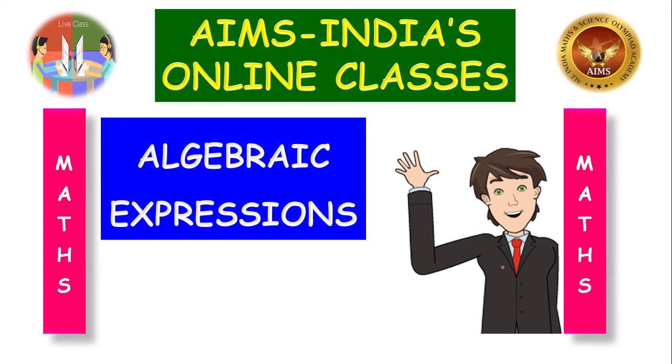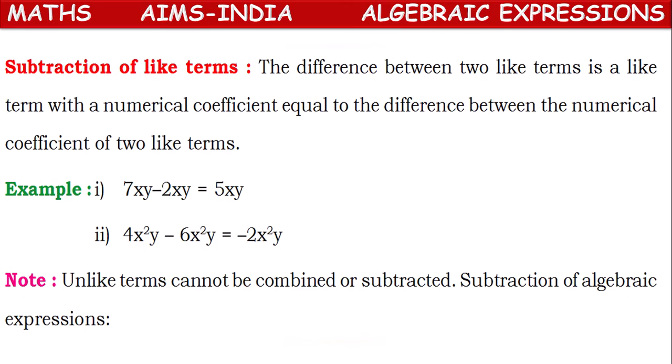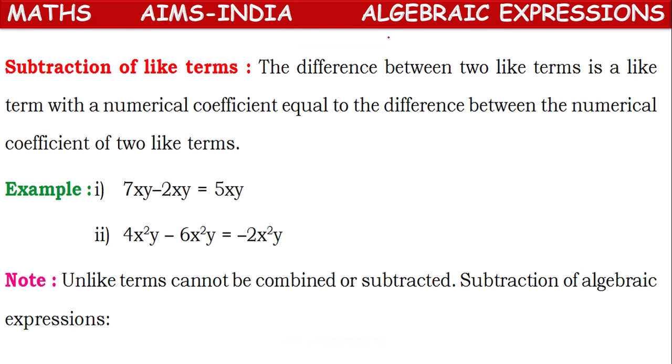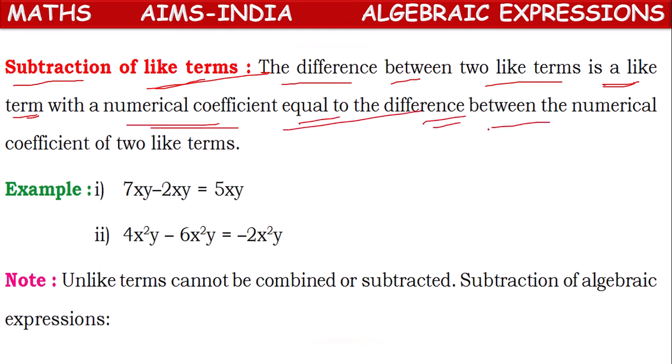In today's video, from the mathematics subject, we are going to discuss the algebraic expressions topic. Up to addition of terms we have already completed, children. Next topic, subtraction of like terms. The difference between two like terms is a like term with a numerical coefficient equal to the difference between the numerical coefficients of the other two like terms.